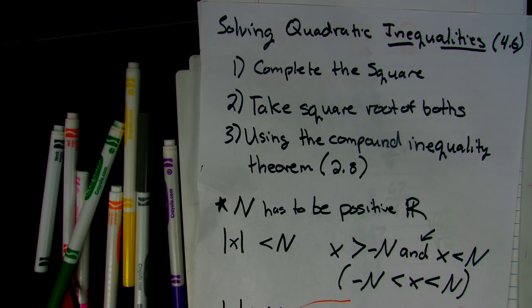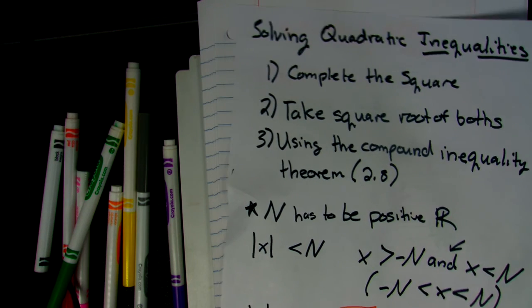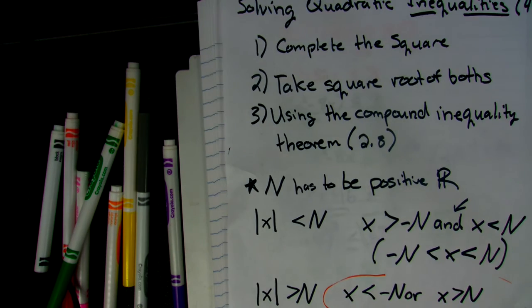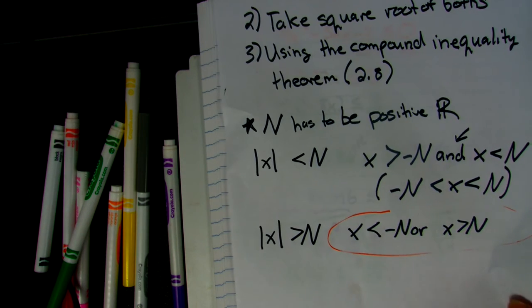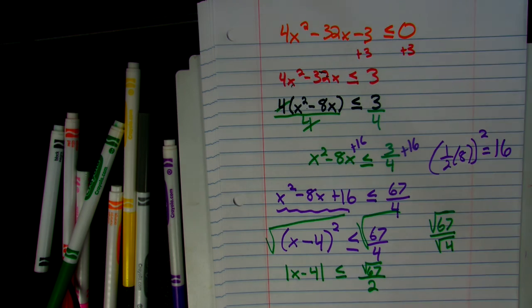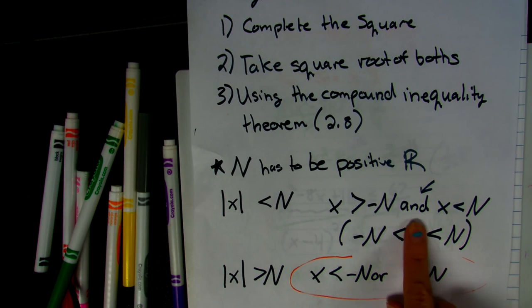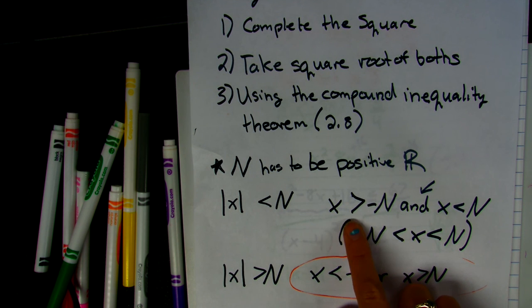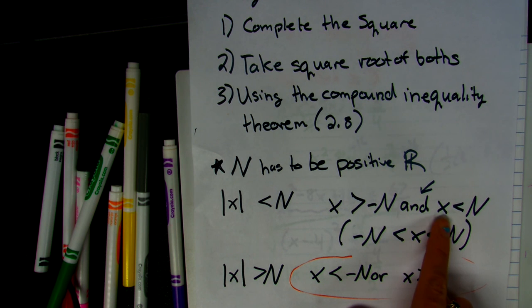theorem from section 2.8. So first check, is your n a positive real number? Is the square root of 67 over 2 a positive real number? Yes, it's positive and it's not imaginary. So then, is your absolute value less than or greater than your n? We are looking at something that is less than. So because it's less than, we are going to be dealing with a conjunction, or "and", right? Which says that whatever is inside your absolute value symbol is greater than the opposite of n, and whatever is inside your absolute value symbol is less than n.